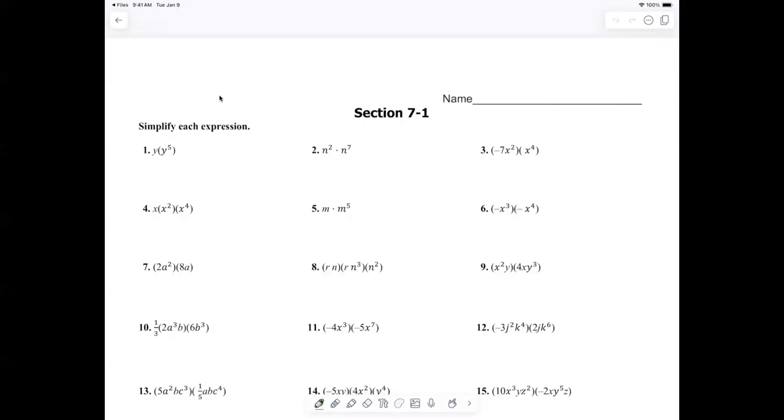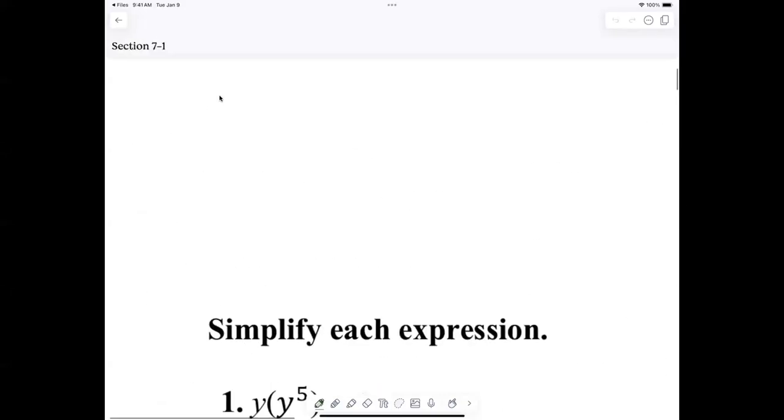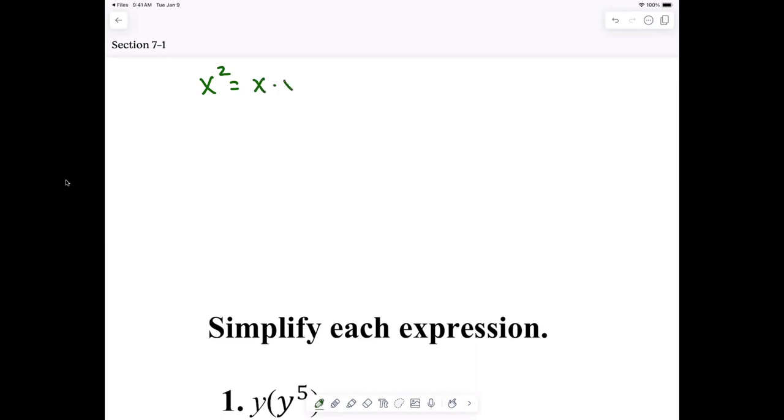Watch. First thing I want you to put at the top of your paper is this. I want you to write x squared. And I would like someone to tell me, what does x squared actually mean? That actually means x times x. I think everyone in here knows that. So what is x cubed? Okay, x times x times x.